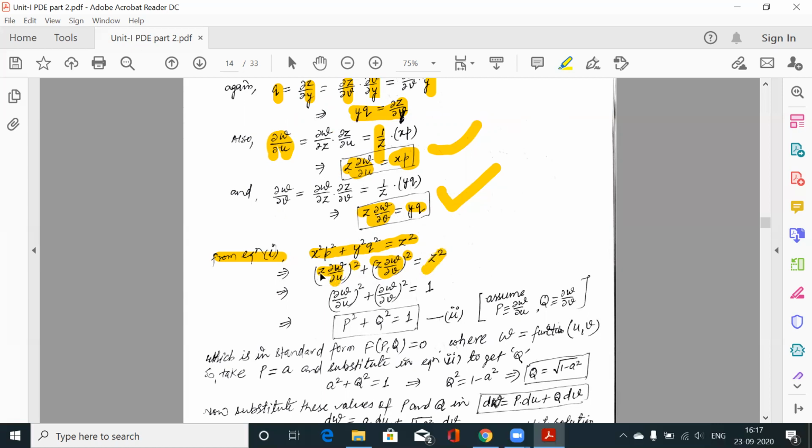Now z square is here, z square is here, z square is here. So we can cancel out the z square terms. So z square has been eliminated.